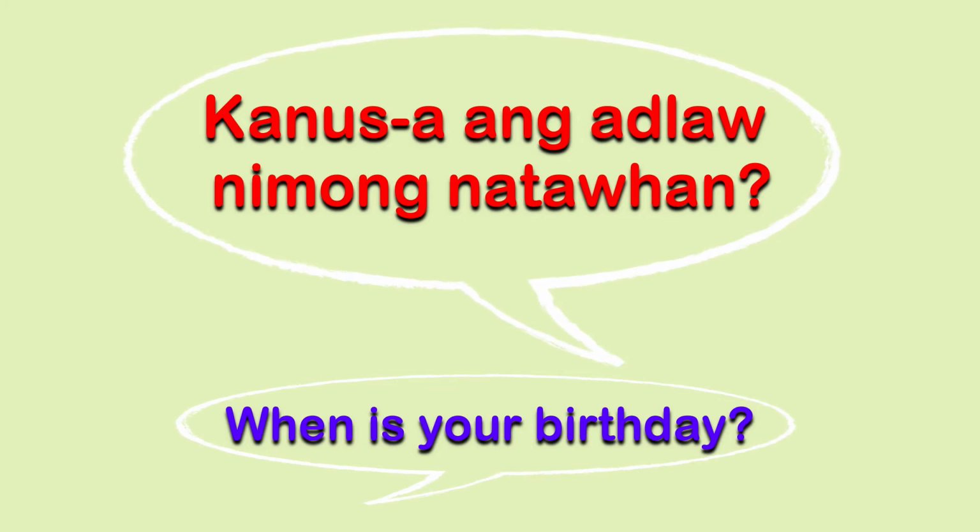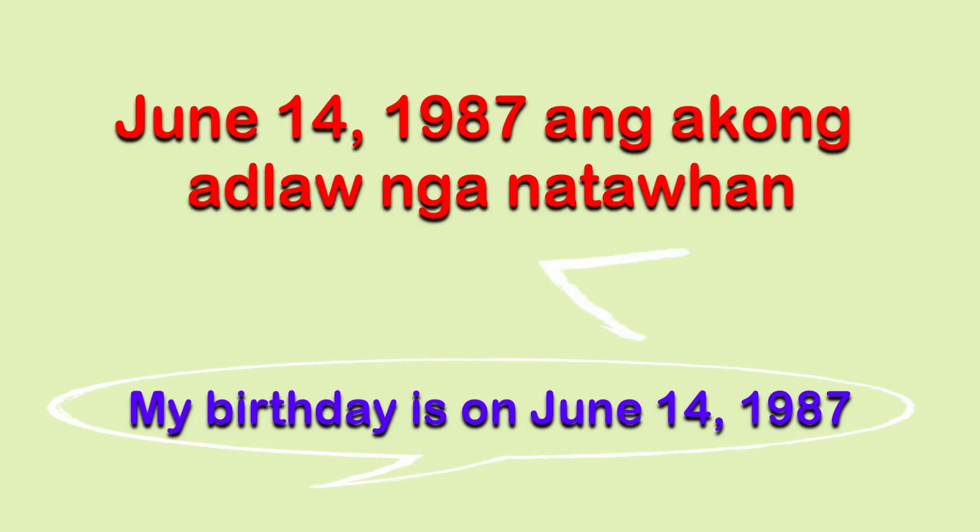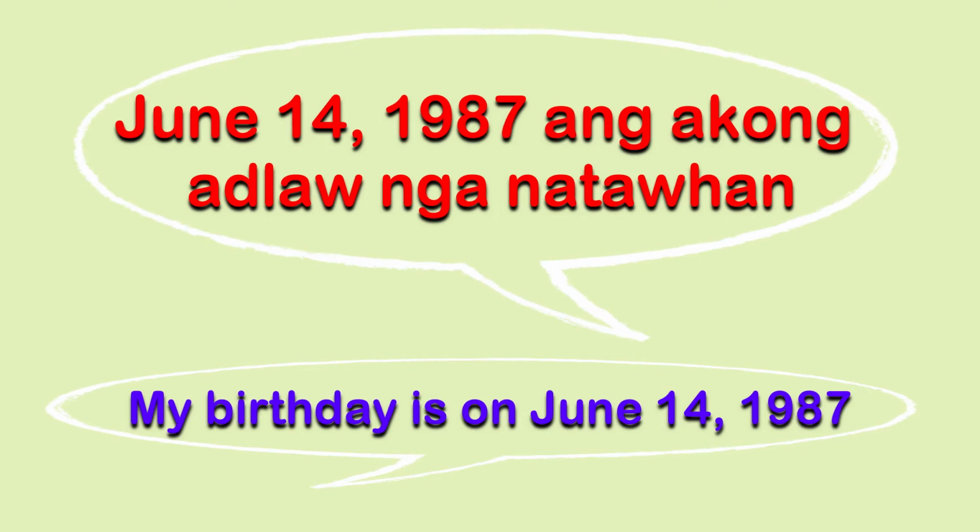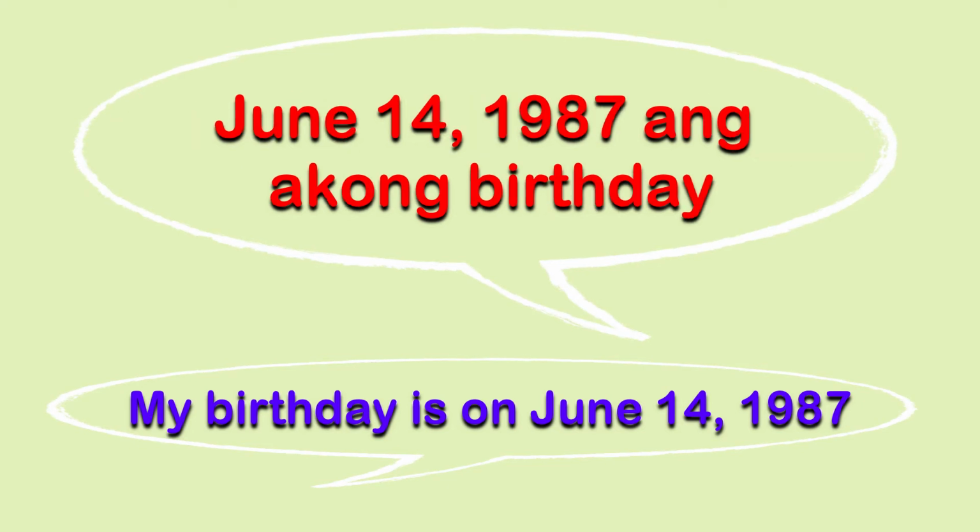To answer this question, we'll give you an example. My birthday is on June the 14th, 1987. Translates as, June 14, 1987 ang akong adlaw nga natawhan. Or, to make it easy, June 14, 1987 ang akong birthday. The latter one is the most used one. My birthday is on June 14, 1987. June 14, 1987 ang akong birthday.